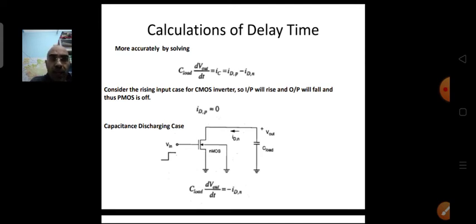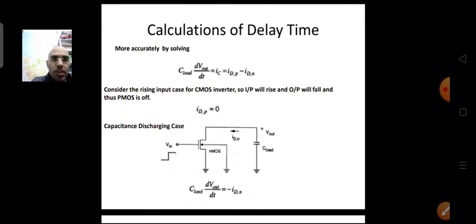As your input becomes 1, the PMOS doesn't work, and your NMOS works. So let's say NMOS is working. When NMOS starts working, PMOS becomes off. So during that situation, what will happen? Your output capacitor will start discharging through the NMOS. So there will be only the current through the NMOS.